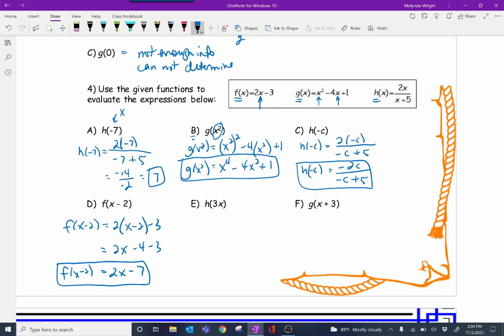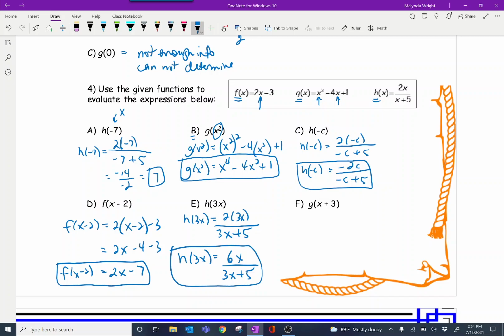Let's keep going. The next one, they want us to take the function h and replace all the x's with a 3x. So h of 3x would be 2 times 3x all over 3x plus 5. Okay, so cleaning that up, we get 6x over 3x plus 5. Okay, we're on a roll.